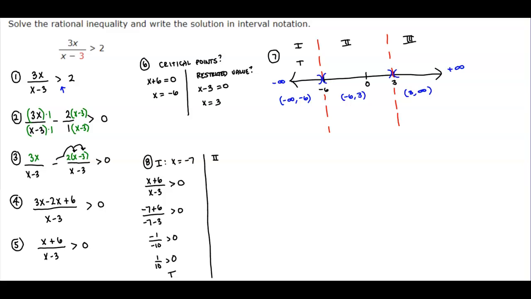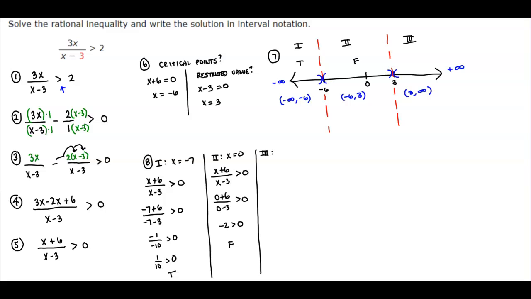In region number 2, we can let x equal 0. Using the inequality x plus 6 over x minus 3, we have 0 plus 6 over 0 minus 3. That becomes 6 divided by negative 3, which is negative 2. And negative 2 is not greater than 0, so it's false in region 2.